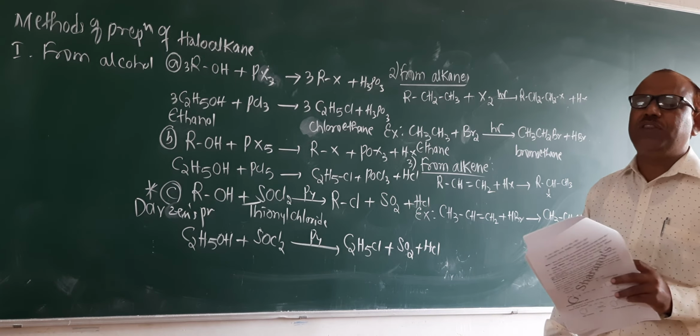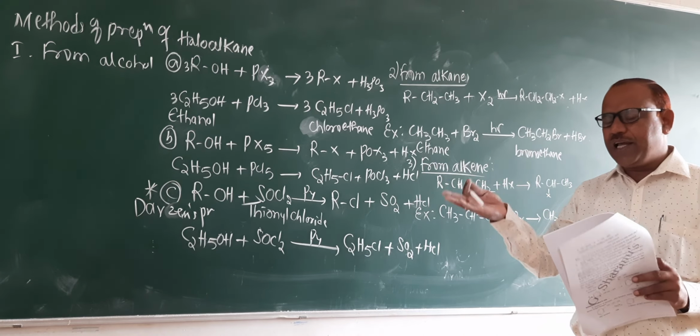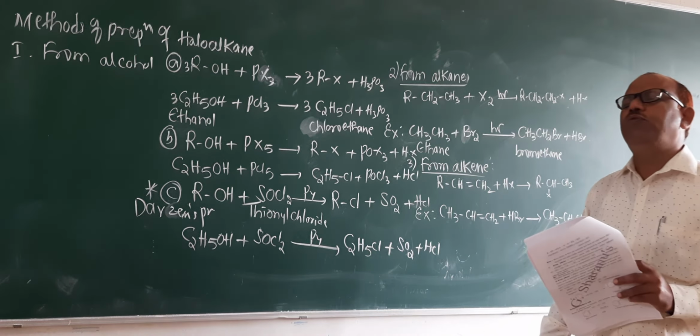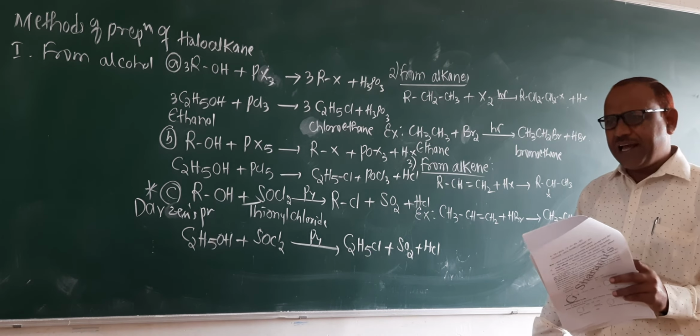When it is treated with silver fluoride, interchange of the halogen will take place to form the fluoroalkane. That is called the Swarts reaction.